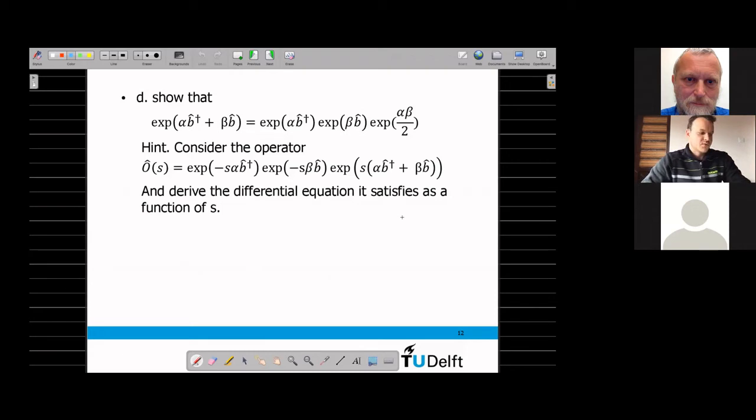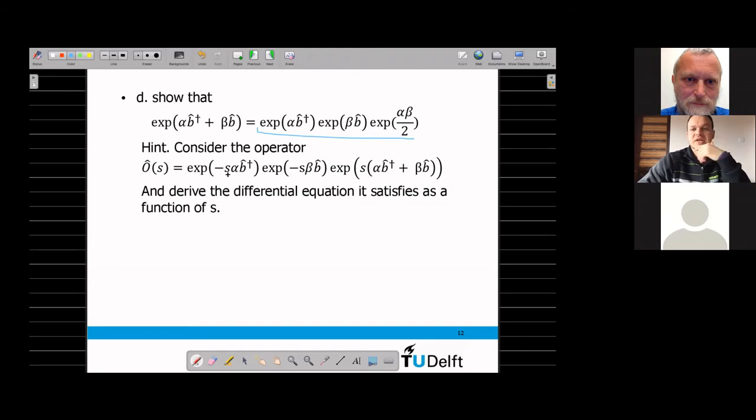And now for the last exercise, again, we need to show that the exponential of the sum of b dagger and b, weighted with different coefficients, is equal to the following expression here. And we're going to use all the results that we found before.